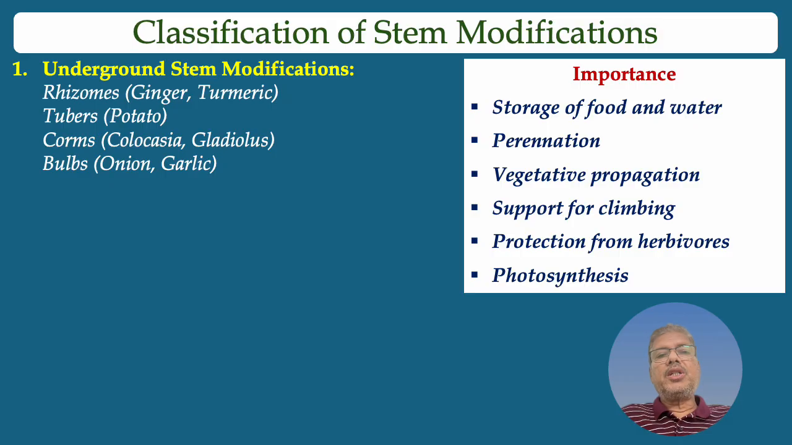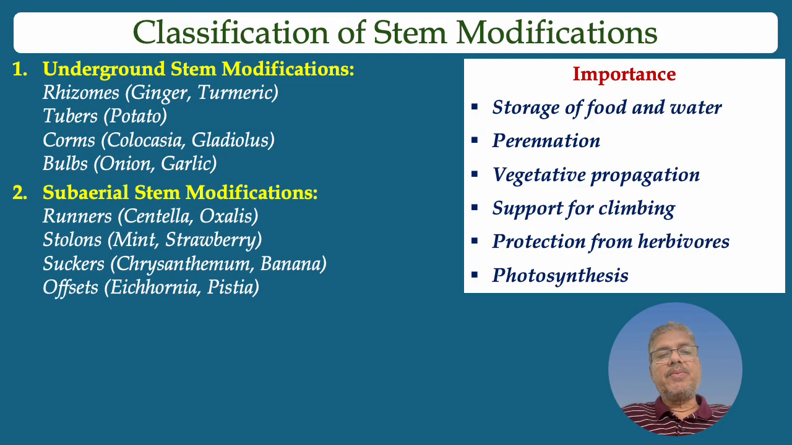Stem modifications in angiosperms are primarily categorized based on their habitat or the position relative to the ground. This classification helps in understanding the distinct adaptations and functions associated with each type. The three main categories are underground, subaerial, and aerial stem modifications.